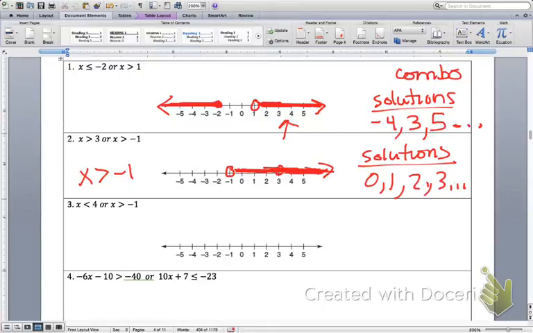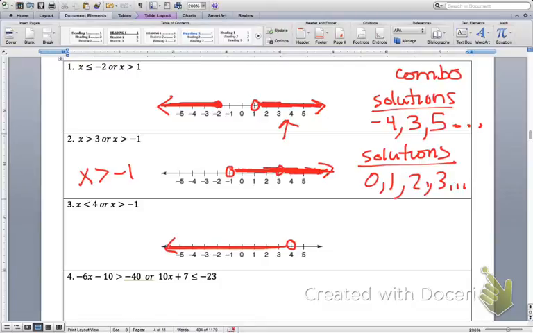All right, so let's go ahead and do the next one. Let's look at another special case, 4. We're going to go ahead and put our open circle. It's x less than 4, so we're going to highlight to the left. So -1 is the solution, 0 is the solution, 1 is the solution, and so on. A whole bunch of solutions to the left of 4.